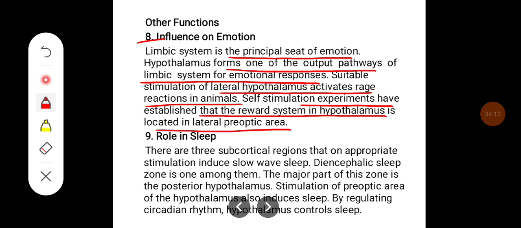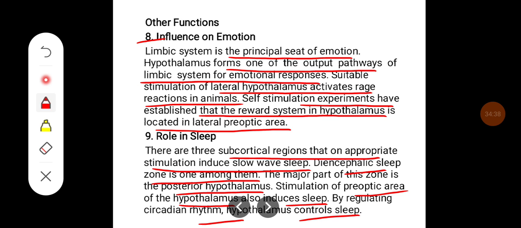Role in sleep. There are three subcortical regions that, on appropriate stimulation, induce slow wave sleep. The encephalic sleep zone is one among them. The major part of this zone is in the posterior hypothalamus. Stimulation of preoptic area of hypothalamus also induces sleep. By regulating circadian rhythm, hypothalamus controls sleep.